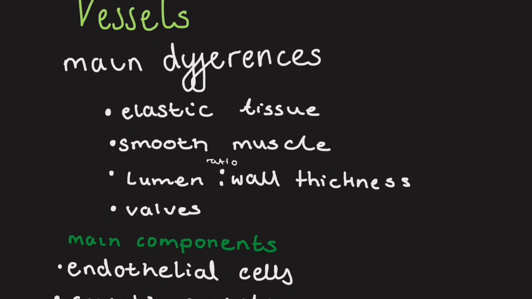And valves are only present in veins. This is to prevent backflow. You need it in the veins because your veins are what pump the blood back up, so they pump it up the legs, so they're pushing blood against the force of gravity, so the valves prevent backflow.